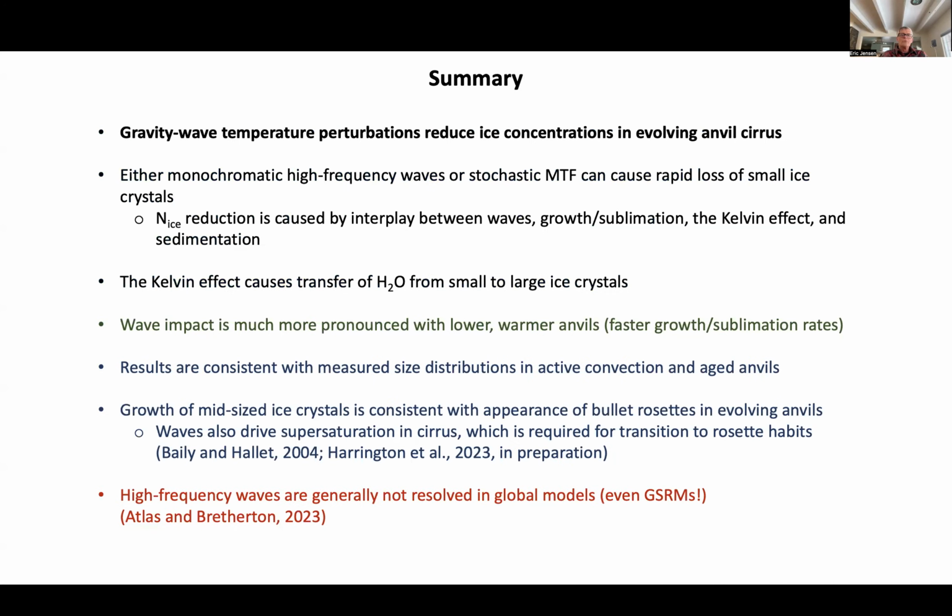Okay, so to summarize, I think these gravity wave temperature perturbations can definitely reduce the ice concentrations in evolving anvil cirrus, either with monochromatic waves or the sort of random temperature fluctuations that you get away from strong sources. And this is really caused by an interplay between the waves, growth and sublimation, sedimentation, and the Kelvin effect plays a key role. And the Kelvin effect actually causes mass transfer from small ice crystals to large ice crystals. So you get growth of these mid-range ice crystals.